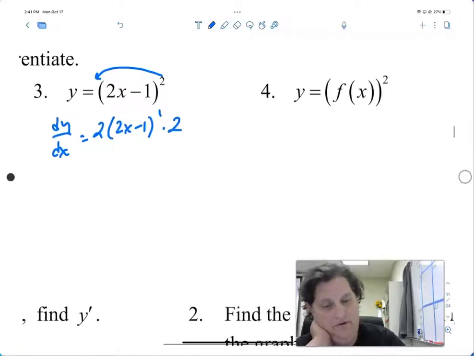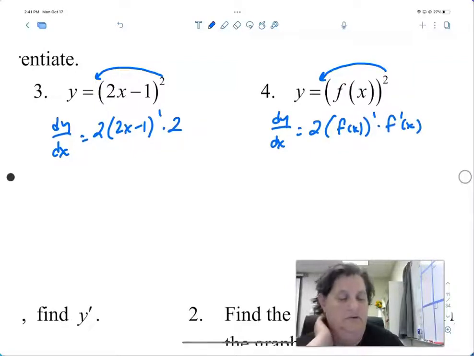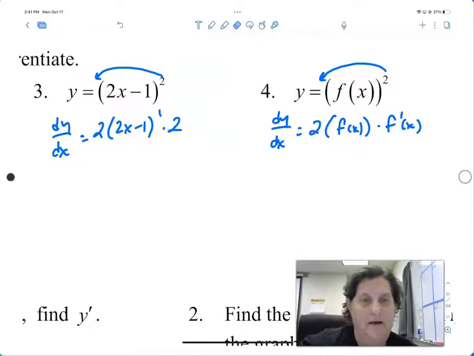Here's another chain rule. Dy dx is 2, that stays the same, to the first, and then the derivative of the inside. I'm going to take away that to the first because it kind of looks like a prime, and that's not that. So, another chain rule.